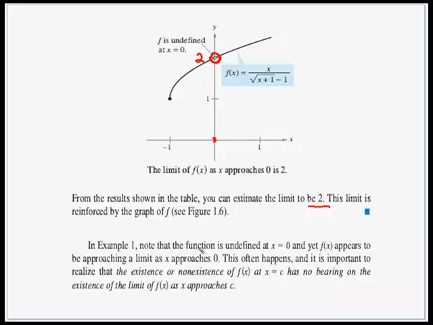In example 1, note that the function is undefined at x equals 0, and yet the function f of x appears to be approaching a limit as x approaches 0. This often happens, and it's important to realize that the existence or non-existence of our function at a given x value has no bearing on the existence of the limit of the function as x approaches that value c.